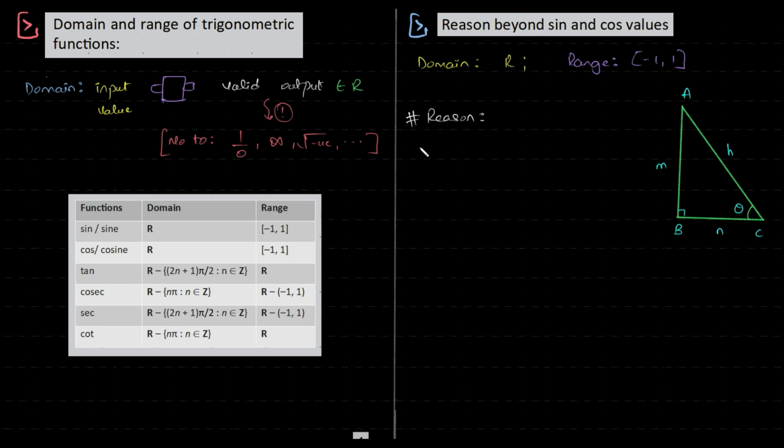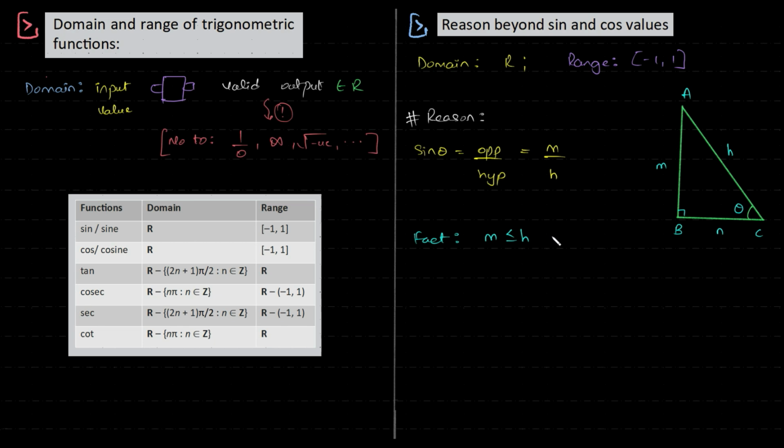Now, sine theta is defined as what? So let me change the color. Sine theta is defined as opposite by hypotenuse, so this is nothing but M by H. Now, this is a fact: any given side other than the hypotenuse will be less than or equal to the hypotenuse. In the extreme case, it will be approximately equal to the hypotenuse. If not, it's always less than. For example, M is always less than H, and N is always less than H, right?